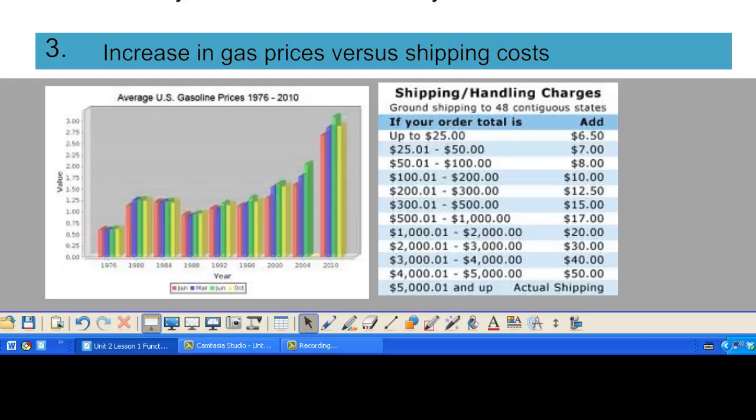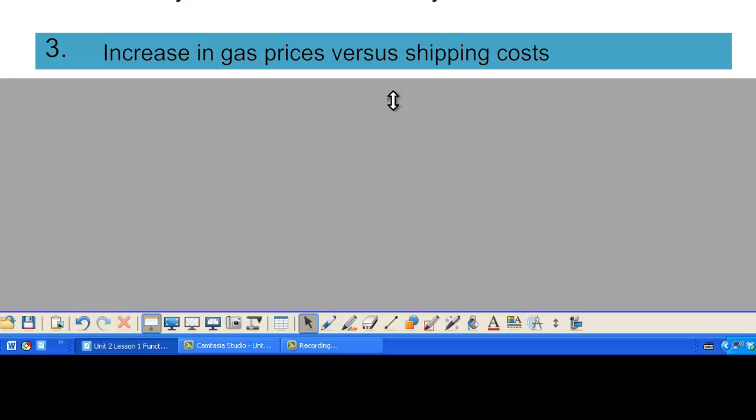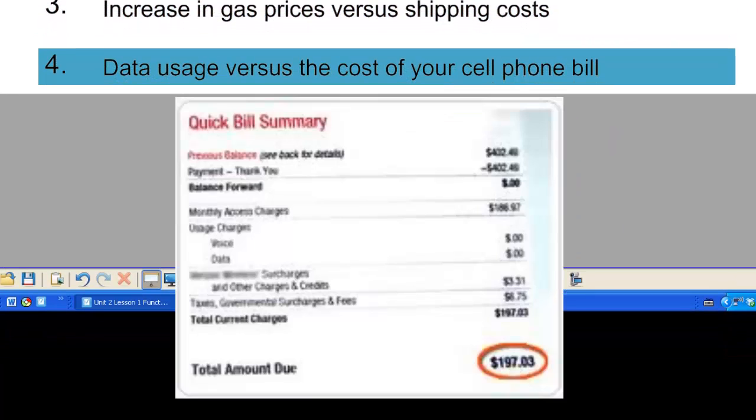If you're like me, I like to online shop and I always try to get free shipping. Usually you have to purchase so much in order to earn that. Sometimes depending on how much money you spend, depends on the amount of shipping costs you pay. And even if you go to a traditional brick and mortar store, you're going to the mall, they're building those shipping costs within the price of whatever you're purchasing at that store. So as gas prices go up, you'll find that groceries, clothing, toys, video games, all those kinds of items can increase in cost. Data usage versus the cost of your cell phone bill.